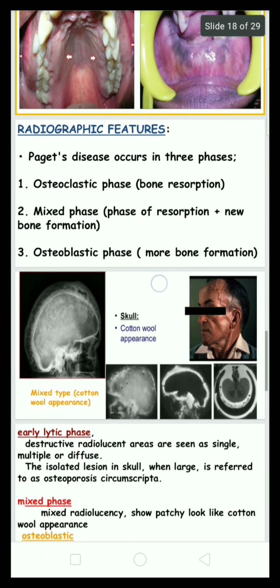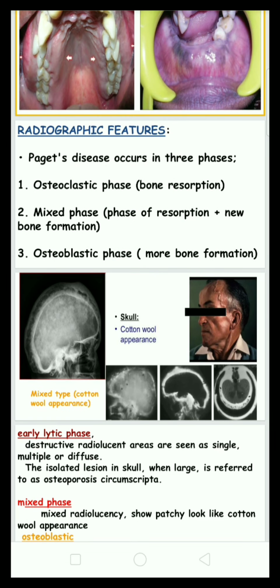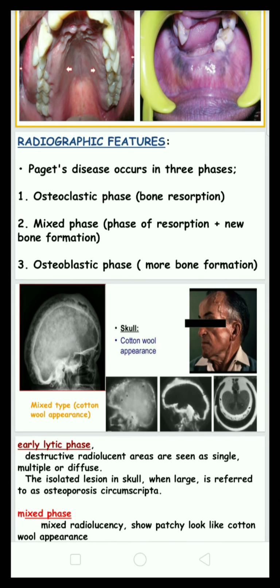Radiographic features are classified into three phases: the osteoclastic phase, the mixed phase, and the osteoblastic phase. The osteoclastic phase leads to bone resorption. The mixed phase is a combination of resorption plus new bone formation. The osteoblastic phase leads to more bone formation.